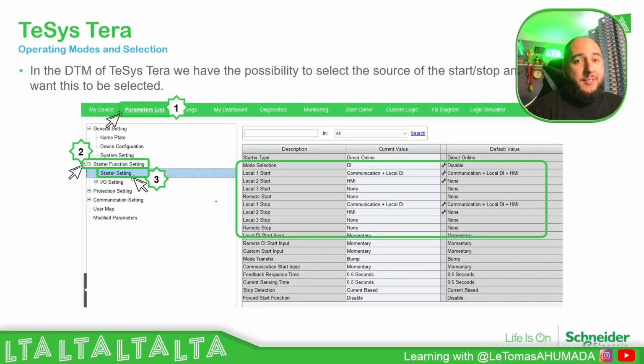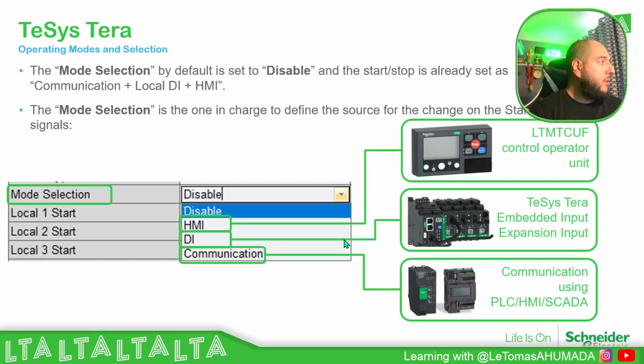In order to get this, we just need to open the DTM, select the device, then go to the parameter list, and in the starter function settings, if we select the starter settings, we should be able to find this list. Here we have two things that we need to be careful with: the mode selection, and then the signals where the source is going to be coming from. You can see local 1, 2, 3 and remote for start, and local 1, 2, 3 and remote for stop. So how does this look?